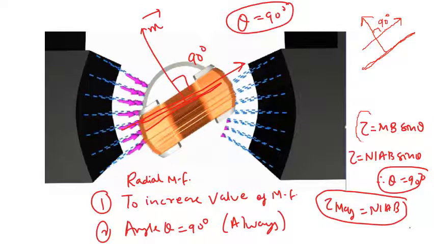So torque on a current carrying coil is MB sine theta. So in place of theta, I'll put 90 degree. In place of M, I'll put NIA, that is number of turns into current into area. So torque due to magnetic field will be NIAB.